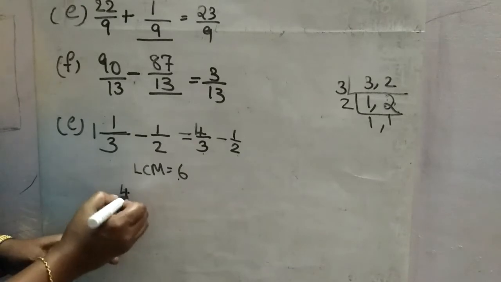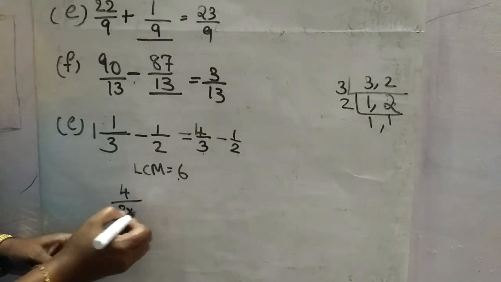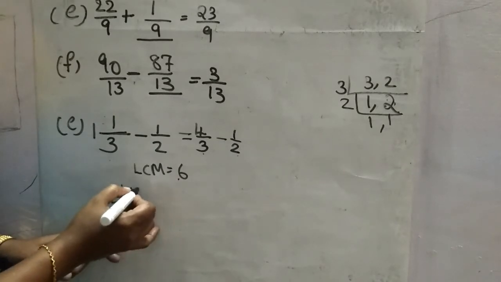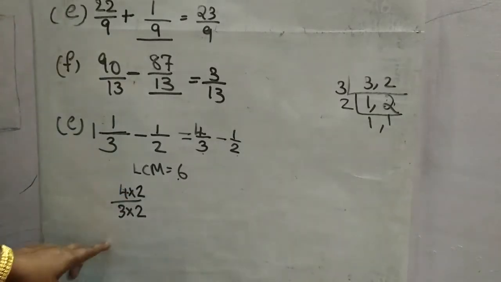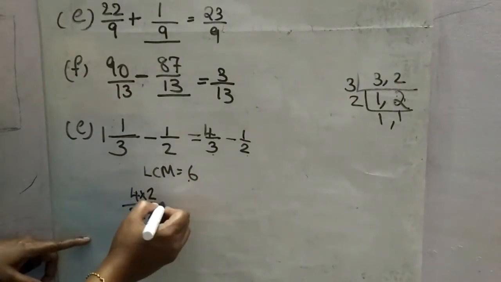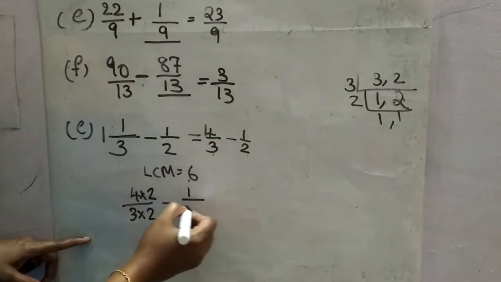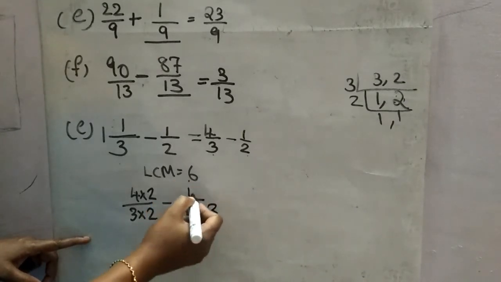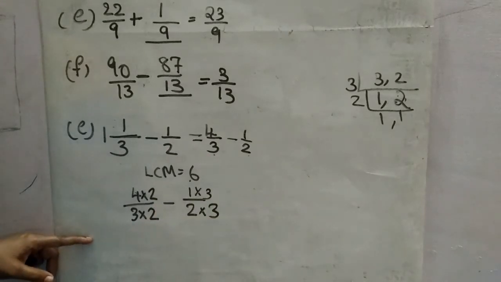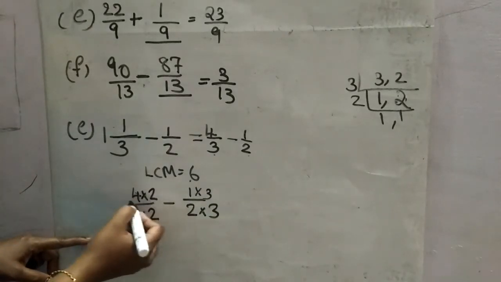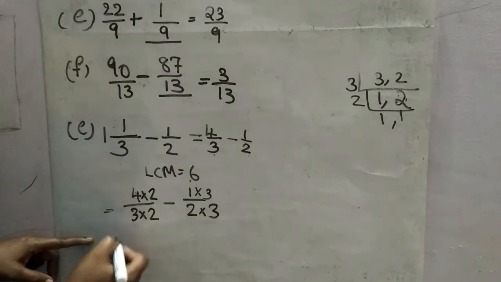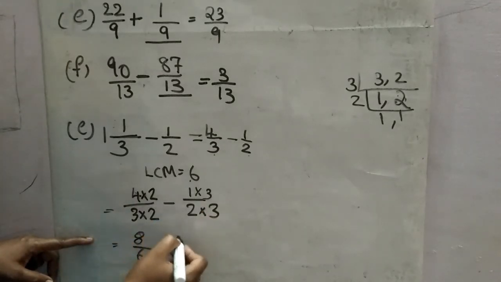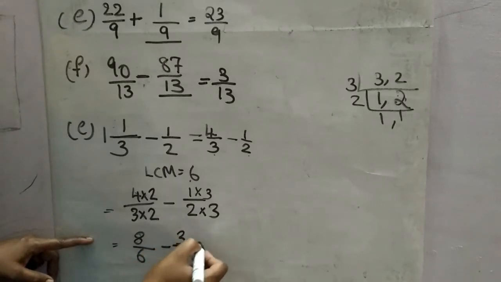That is, first 4 by 3. 3 into which number will get 6? 3 2s are 6. So multiply the numerator also by 2. Okay. Then next, subtraction. Next fraction 1 by 2. 2 into which number will get 6? 2 3s are 6. So multiply the numerator also by 3. Then 4 2s are 8 by 6 minus 3 by 6.